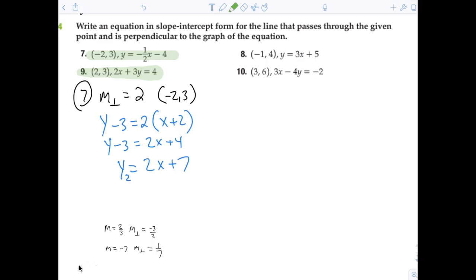Now, why do we have a problem for the equation starting out? It's in standard form. Thank you very much. So I've got to convert from standard to what? To slope intercept.